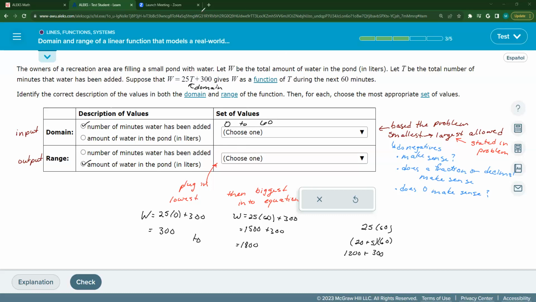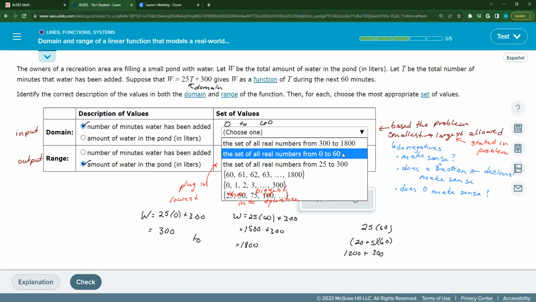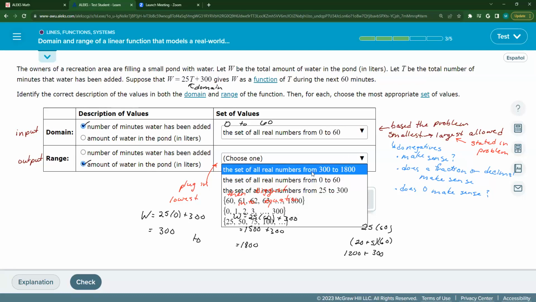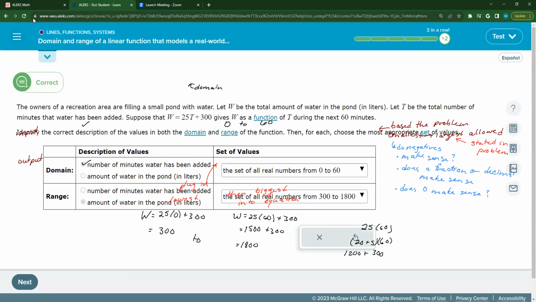So now we can check our answers. So we've got this one checked, this one checked. And then I want the numbers from 0 to 60, all of them included because fractions make sense. And then I need the answers from 300 to 1800 because I plugged in my 0 to get the 300, plugged in my 60 to get the 1800. Check my answer, and we are good with this topic.